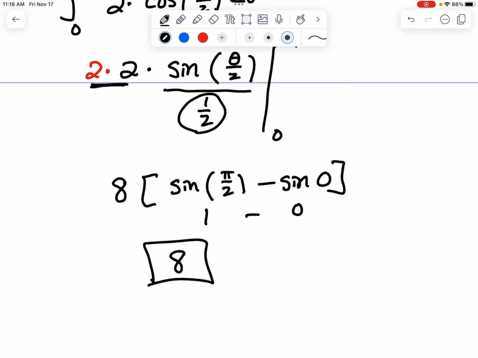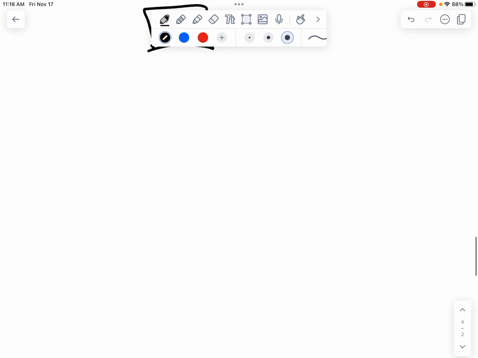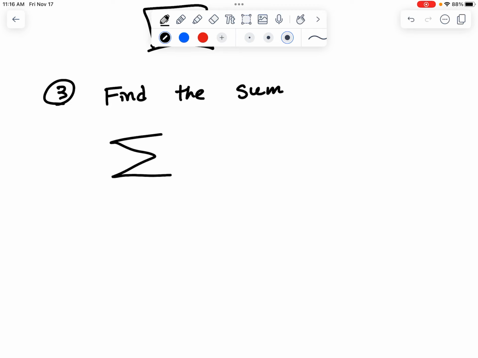All right, then on to number 3. So find the sum. So chapter 11. So what it looks like is the sum as n goes from 1 to infinity, and then on the top of the fraction it has 2 to the n plus 3, and then on the bottom it has 3 to the 2n plus 2.